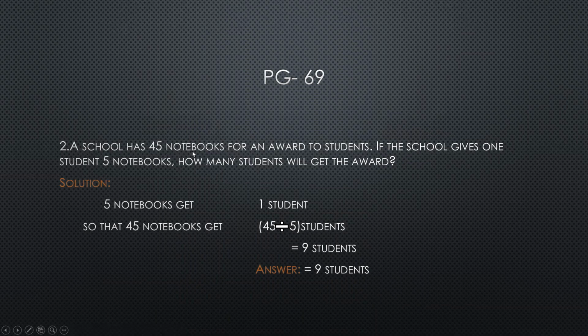The school has 45 notebooks for an hour to students. If the school gives one student 5 notebooks, you have to find the student number. So I place the student number on your right hand. 5 notebooks get 1 student, so 45 notebooks get 45 divided by 5, which is equal to 9 students.